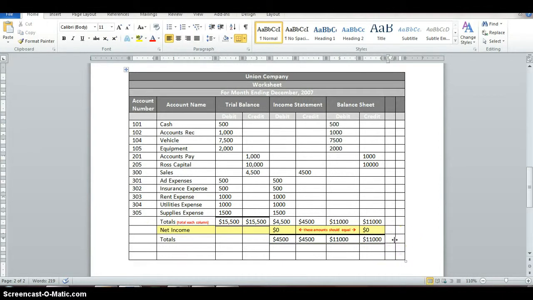Okay, so that was assignment 6 part 2 with the accounting worksheet. Let me know if you have any questions.